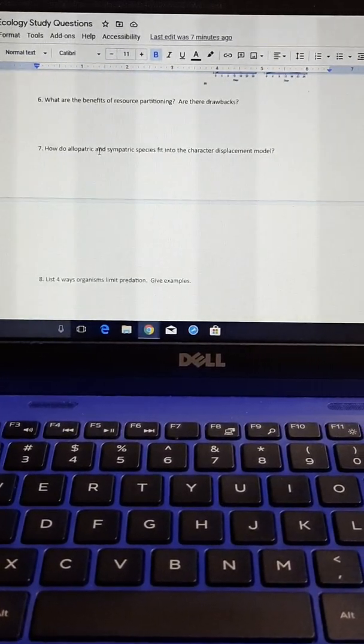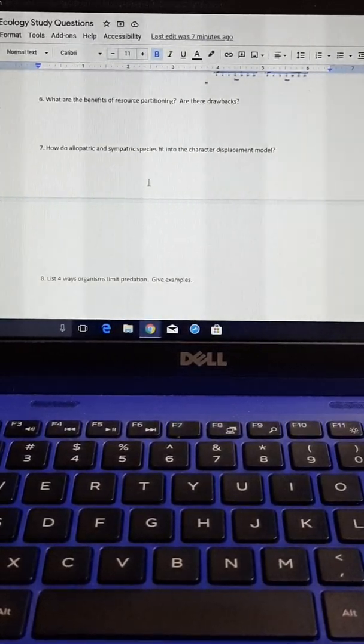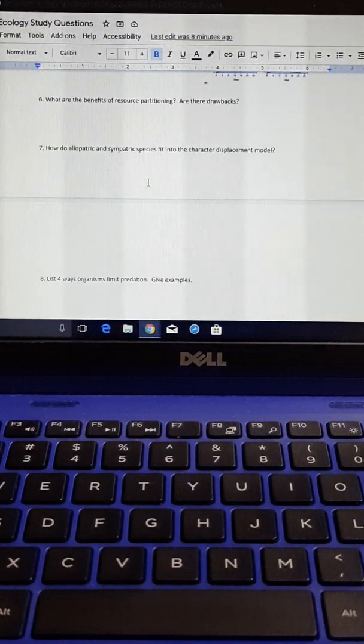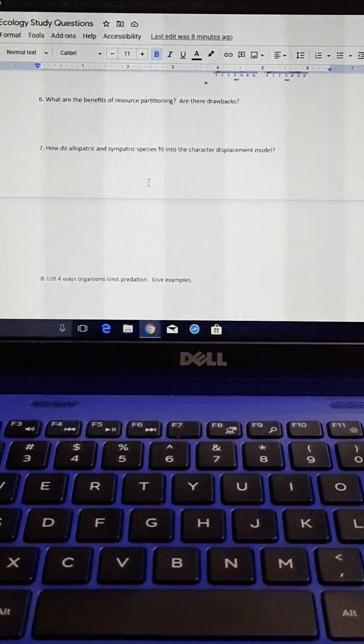How do allopatric and sympatric species fit into the character displacement model? All right, so we're going to go to the character displacement in the notes. This is when competing populations are more divergent in adapted characteristics than non-competing populations of the same species. So basically, if there's different populations of different species competing, they're divergent in adapted characteristics. And if there's no competition between populations, there's less diverging in adapted characteristics.